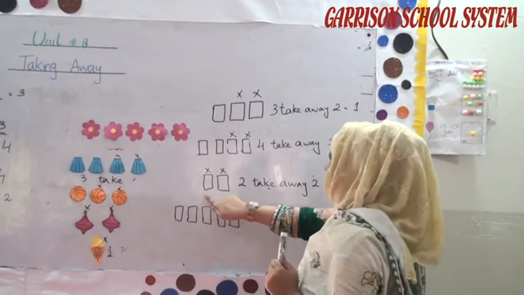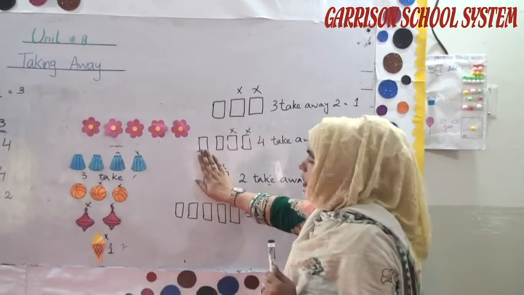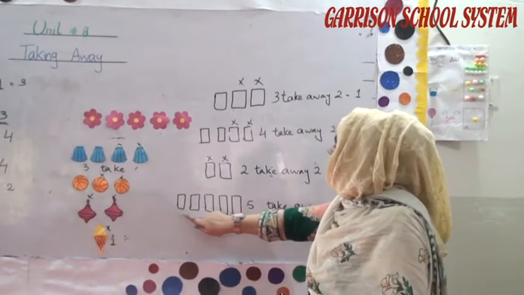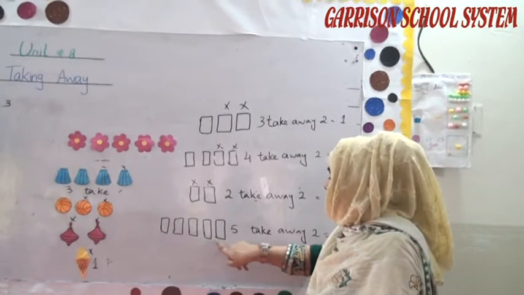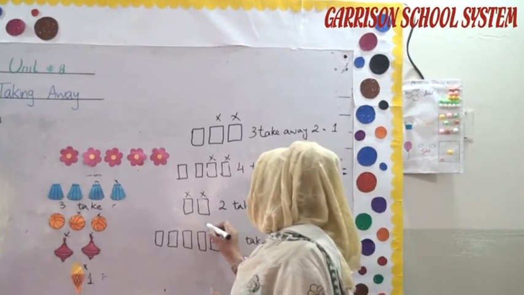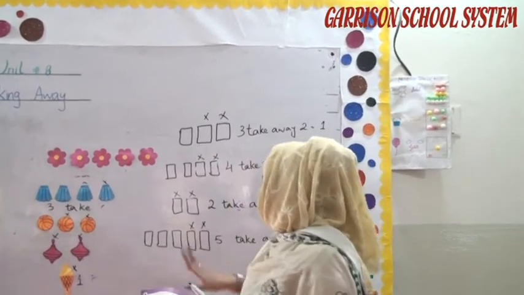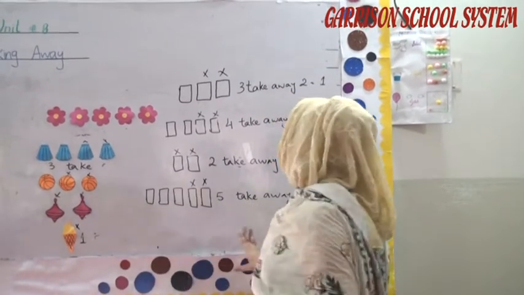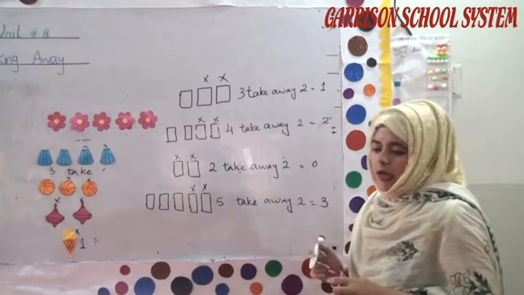So there are 2 classes, and if we take away 2, how much will you be left with? You will be left with 0. And if we have 1, 2, 3, 4, 5, and if we take away 2, like you put a cross on 2 classes, how much will you be left with? 1, 2, 3. So you will be left with 3 classes.